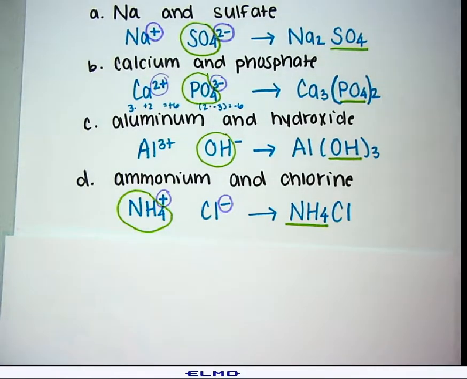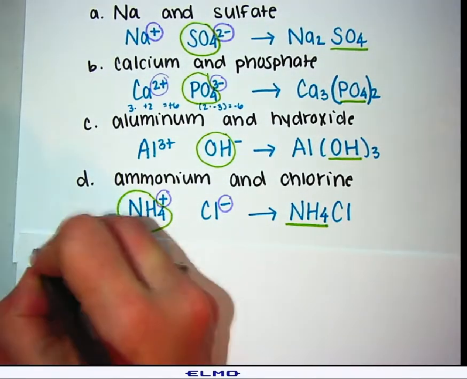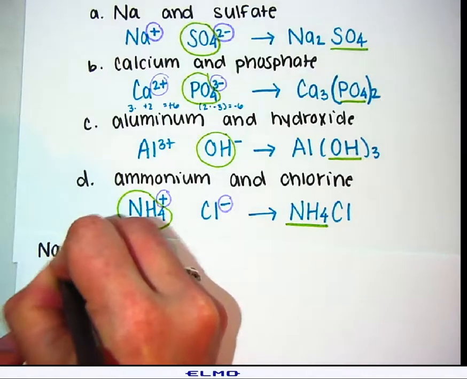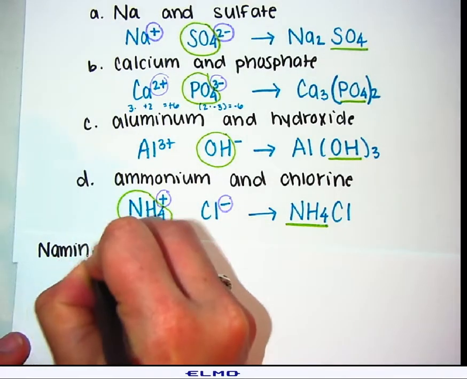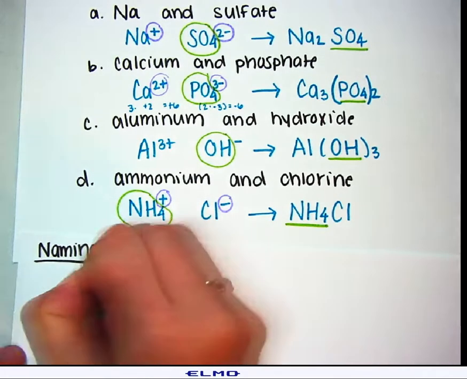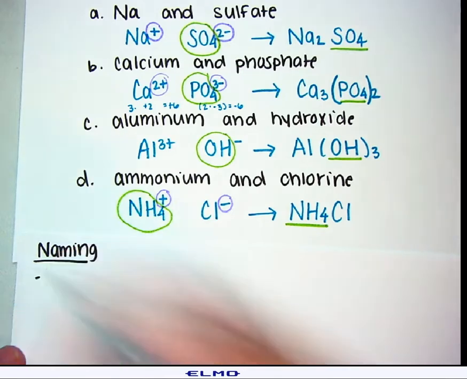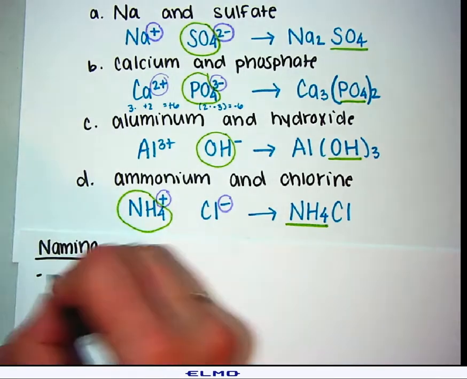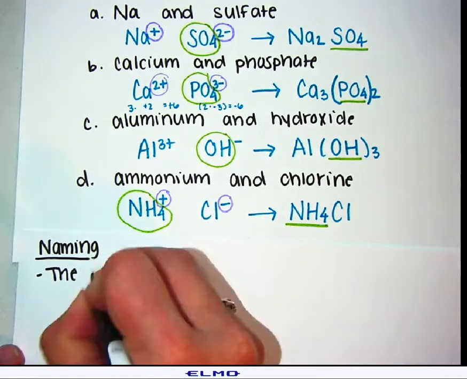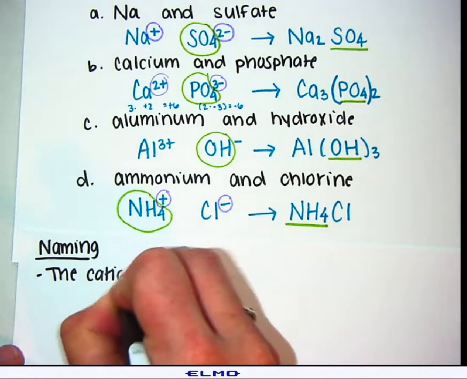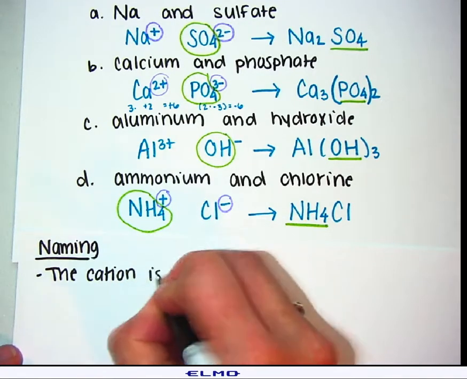Up next, we did formulas, now we have to do naming. And again, a lot of these rules are going to be the same. Just like with binary, the cation is written first.